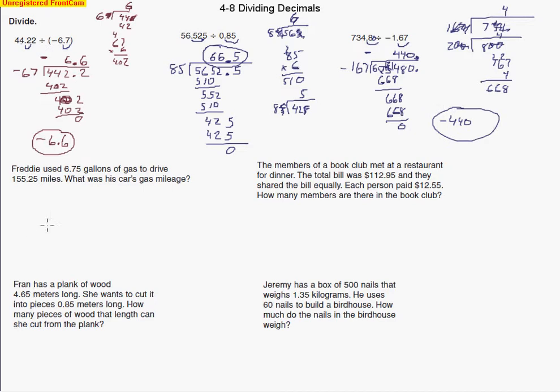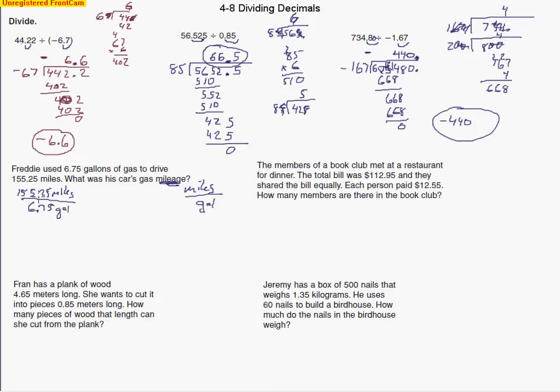Well, the next problem is Freddie used 6 7/75 gallons of gas to drive 155 2/25 miles. What is the car's mileage? Mileage is miles per gallon. How many miles did he go for every gallon he used? So that's going to be 155 2/25 miles per 6 7/75 gallons.